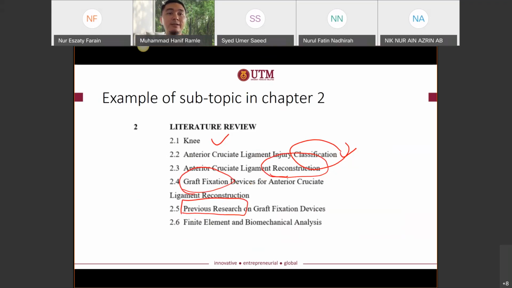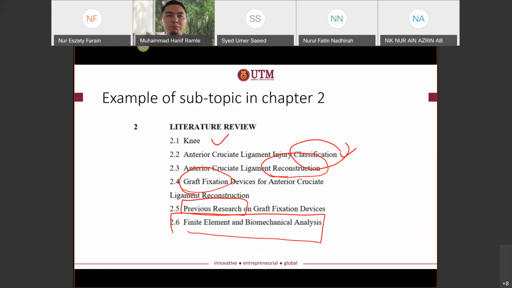Previous research related to the devices, for example, is where you can get the research gap. You study the previous research and read through all the papers. You can see what you can tackle that is not yet discovered and not yet tackled by others. So from previous research, you will get the research gap. And of course, from the reading, you have to put it in your proposal. Another important element is the methodology.